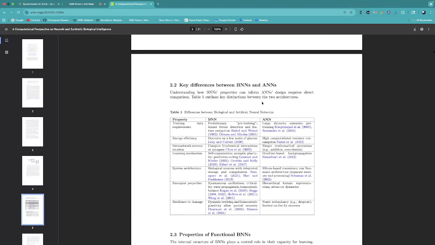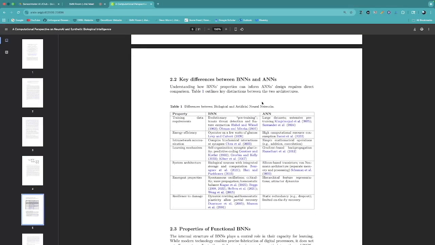Okay, so then there's this key differences between BNNs and ANNs, biological and artificial neural networks. Their focus here is on the properties for each one. They focus on training data requirements. So in BNNs, we have evolutionary pre-training, innate threat detection, and feature extraction. So that's the way they state that.